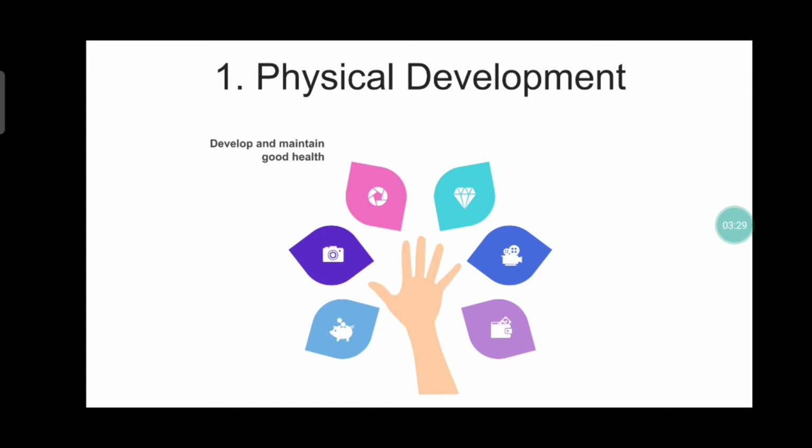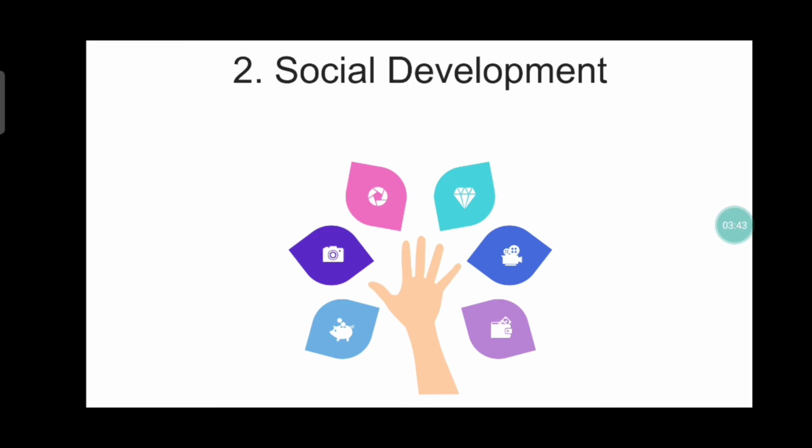So it develops and maintains good health. It also acquires a level of physical fitness. Growth and development will be enhanced. Next, number two, we have social development. Provide desirable social traits needed for adjustment to social life.